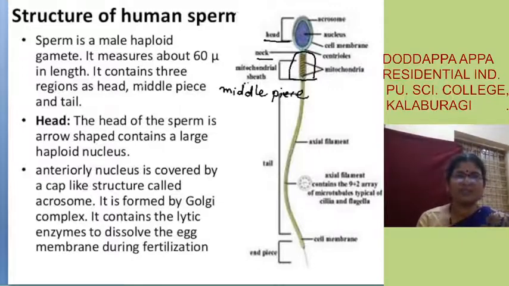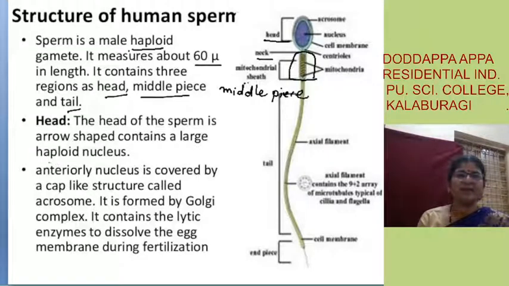As I told you, there is no need to remember the size. The sperm is a haploid gamete, of course. What is the length? 60 micron. It contains mainly these regions: head, neck, middle piece and the tail. The neck is very small, which is why in some books it is not given. So let us see what is there in the head region.